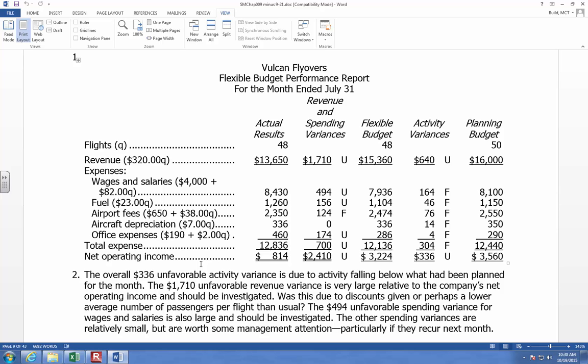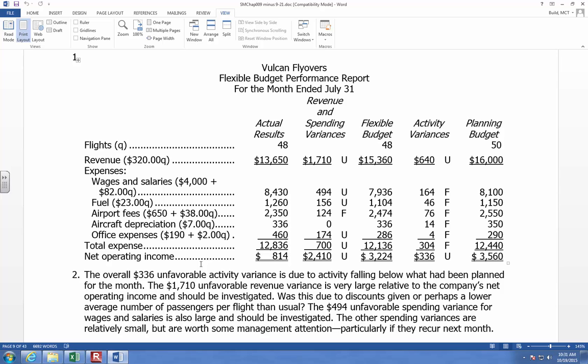But $2,410 of it is based on unfavorable sales, higher than I'd expected wages, salaries, fuel, and office expenses. And I saved a little bit on airport fees. The last sentence on the wrap-up here says, the other spending variances are relatively small, but are worth some management attention, particularly if they recur next month.